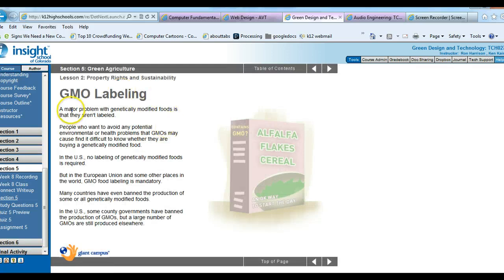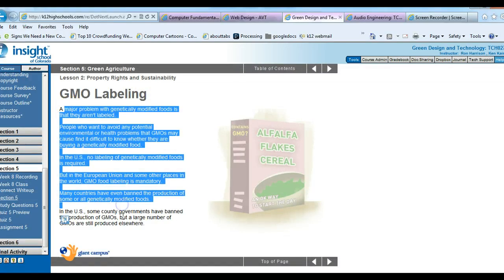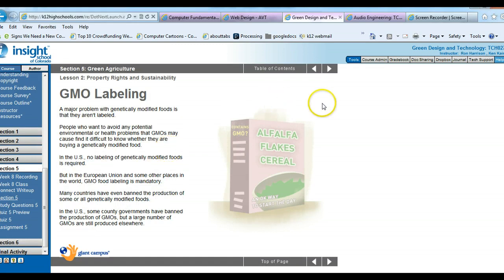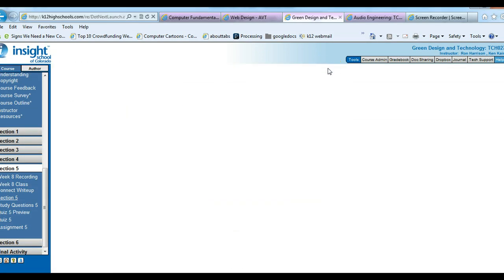Genetically modified labeling. Our government, our health and safety people are starting to make sure things have to be labeled properly. As of right now, there's no labeling of genetically modified, but many people want that to happen. So you would know.